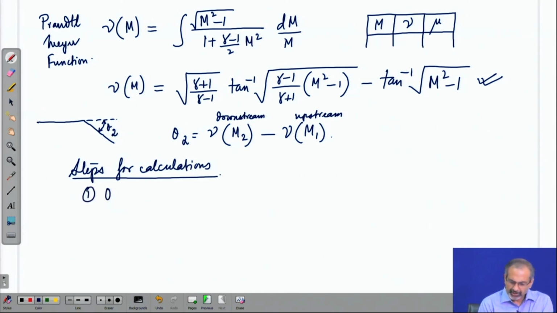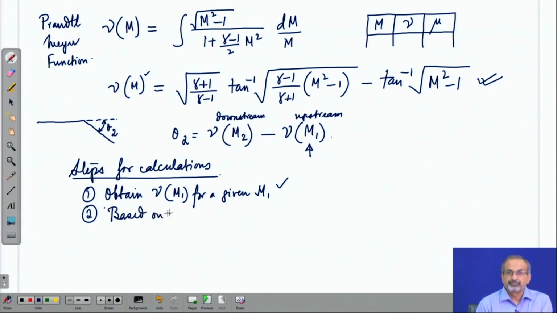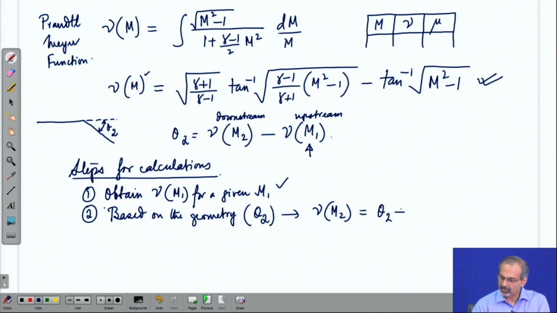Let us obtain nu m1 either from this equation or from tables for a given m1, that means the upstream Mach number. That means this value is now available to you. Now, based on the geometry, which means the theta 2, you know what is nu m2, right, because nu m2 is nothing but theta 2 plus nu m1, which you know already, this comes from your geometry.